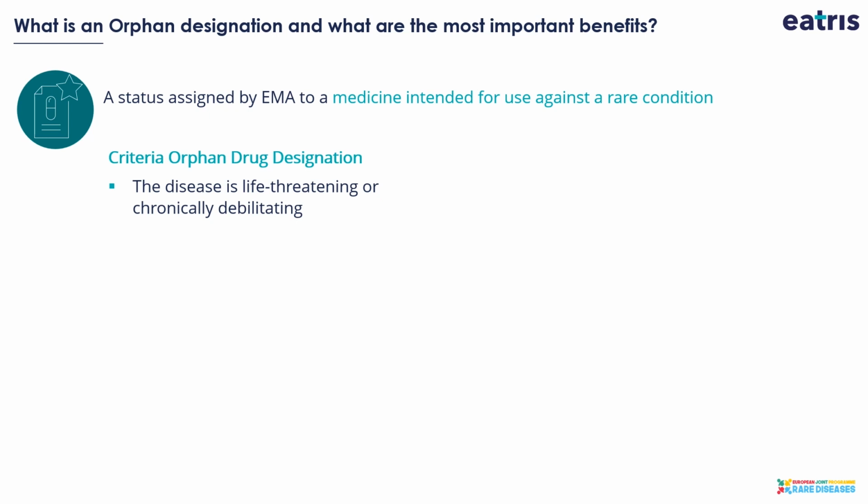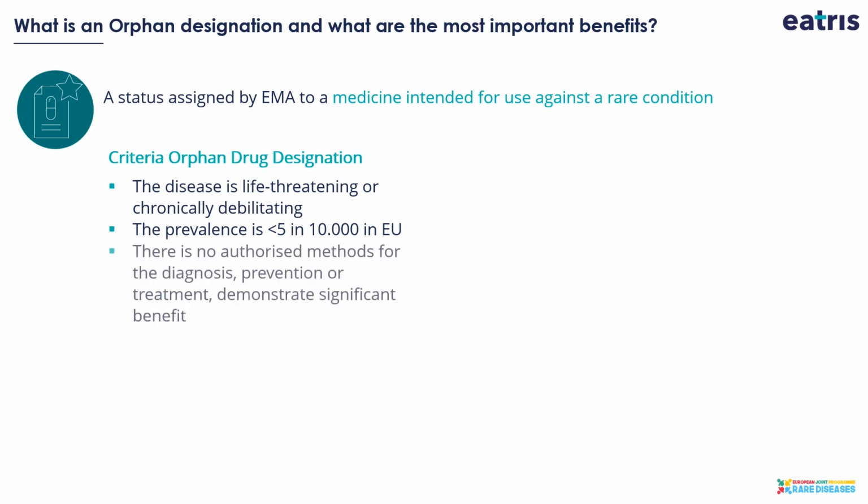The prevalence of the condition in the EU must not be more than 5 in 10,000, or it must be unlikely that marketing of the medicine would generate sufficient returns to justify the investment needed for its development, and that there is no satisfactory method of diagnosis, prevention or treatment of the condition concerned, or, if such a method exists, the medicine must be of significant benefit to those affected by the condition.